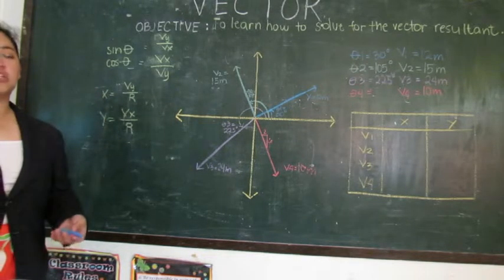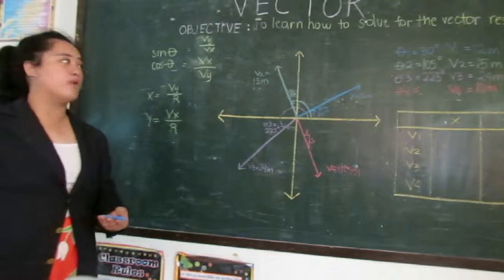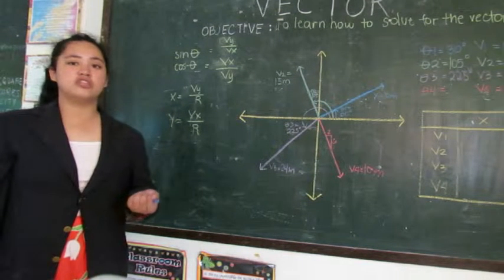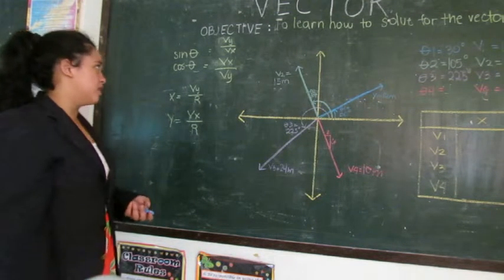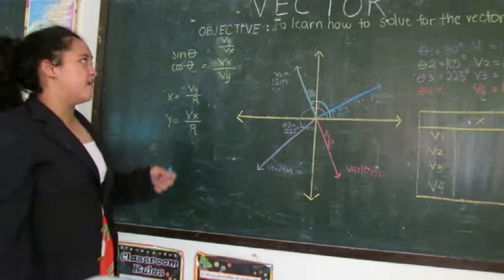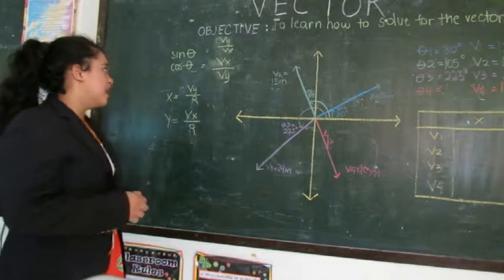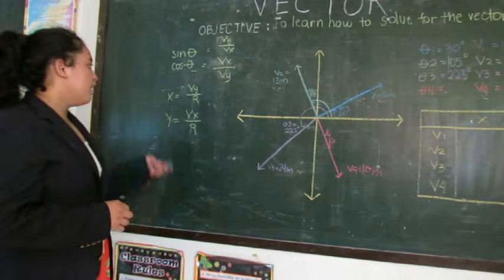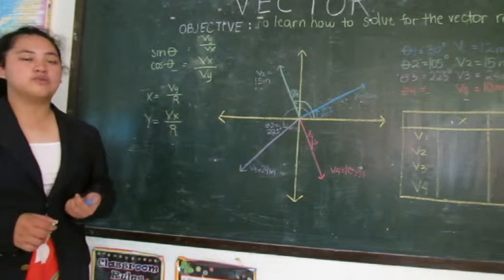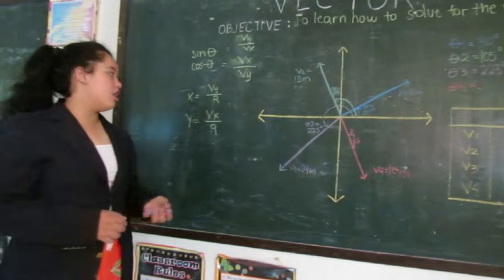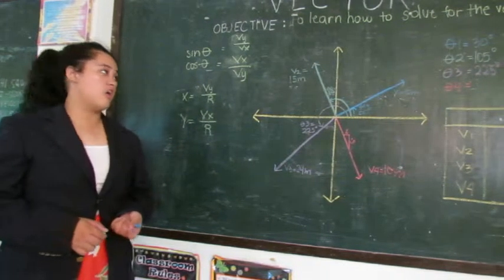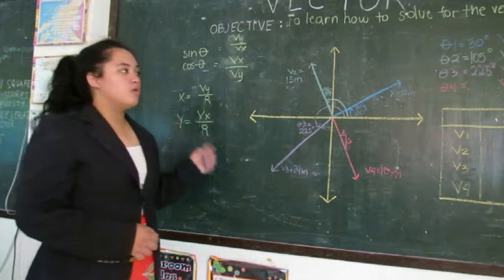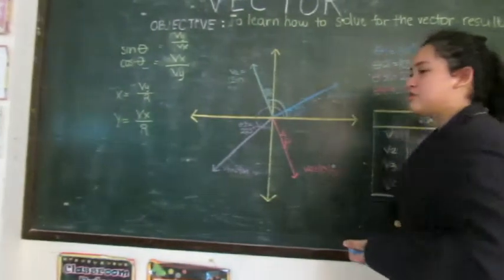The sine function is used for solving the y component and the cosine function is used for solving the x component. The sine function has the value of vy over vx and the cosine function has the value of vx over vy. For finding x, we have the given vy over r, and for y we have vx over r. So we will now start solving.